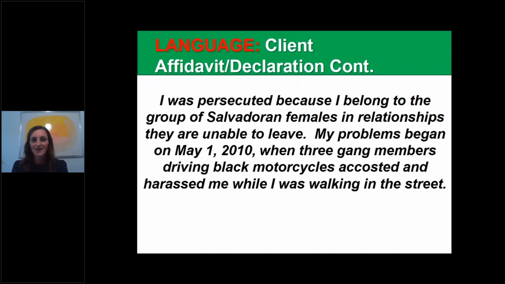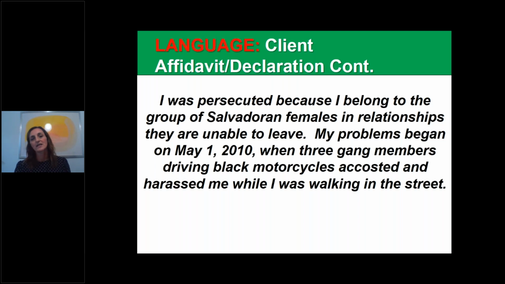Legal terms. Again, the term persecution isn't usually a word that a lot of people throw around on a regular basis. So probably the client would say something more like, I was harmed, I was beaten, I was threatened, instead of the word persecuted. Client tone and word choice, I think that falls into the same bucket, right? So saying that you were accosted and harassed. Again, maybe your client would say that, but possibly not.